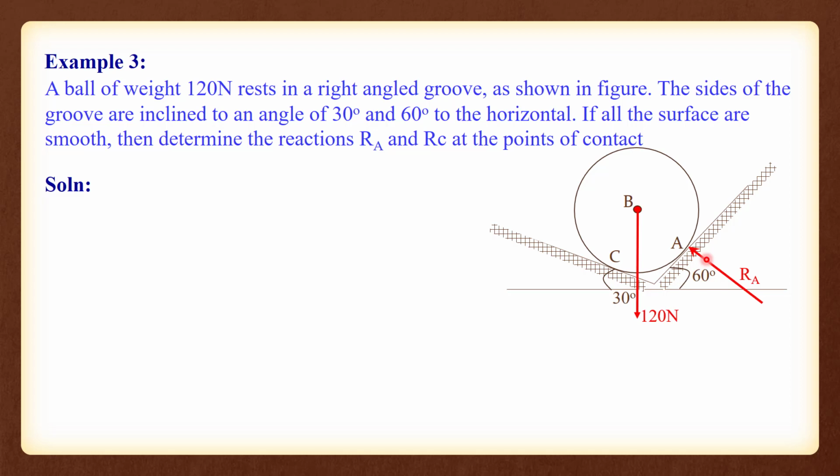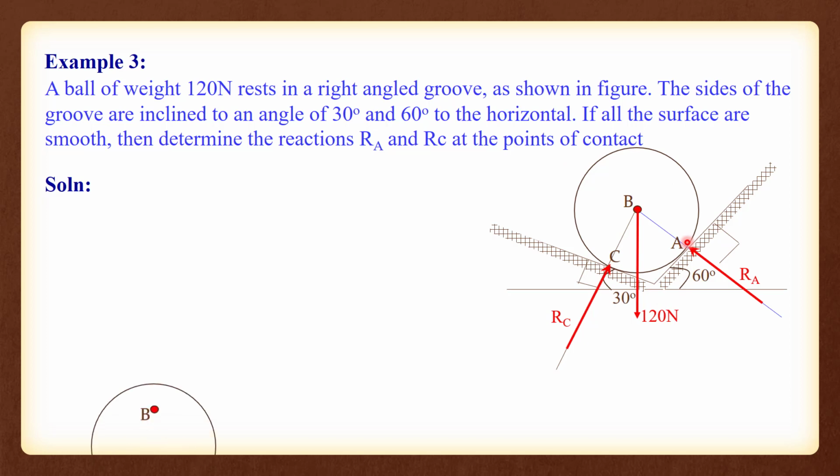I will draw the reaction, and this reaction will be perpendicular to the surface, right? That is marked as RA, and when you draw the line of action of that force, you can see it is passing through the CG. Similarly, I have to remove the contact surface at C also. When you remove the contact surface at C, you have to replace it by the reaction exerted by the surface on the ball. So I will mark the reaction RC here. This reaction also will be perpendicular to the surface, right? Again, when you draw the line of action, you can see that it is passing through the CG. So these are the forces acting on the sphere.